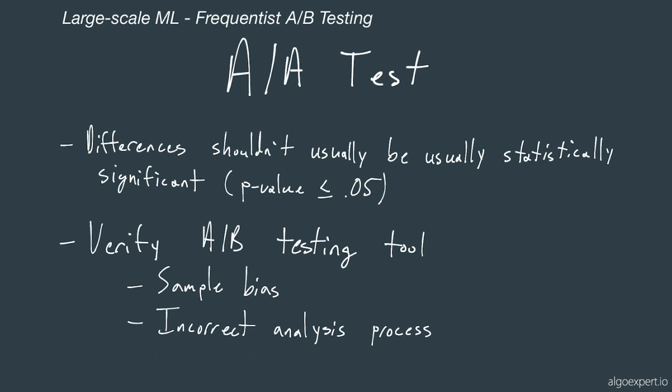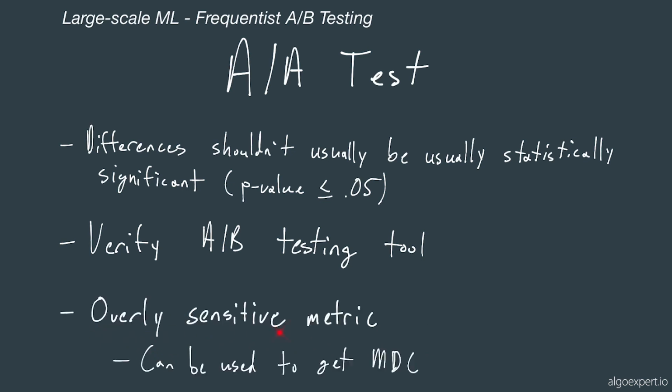Finally, AA tests are helpful when we're working with overly sensitive metrics. So let's say that we have some metric that we want to optimize that has a very high variance. What we can do is AA test that metric and then measure the differences between both of those groups, A and A, and whatever that difference is, we can assign that to be at least our minimum detectable change. This helps us because now we know that at least that change can happen when we don't even have any differences between control and treatment.